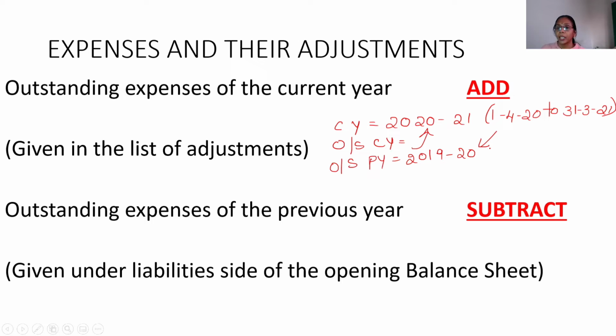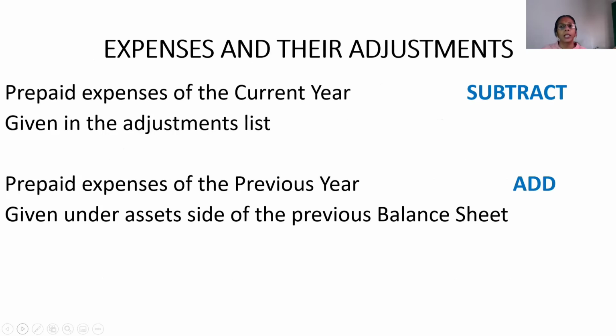So the understanding is very simple. Income and expenditure account will take into account all those items which belong to the current year. So in this way, the outstanding expenses of the current year, which are given under the list of adjustments, would be added. Outstanding expense, which is given on the liability side of your opening balance sheet, which forms a part of the question many times, or we need to prepare this opening balance sheet, in whichever case it is, this would be subtracted from the total expenses. Let's move on, students.